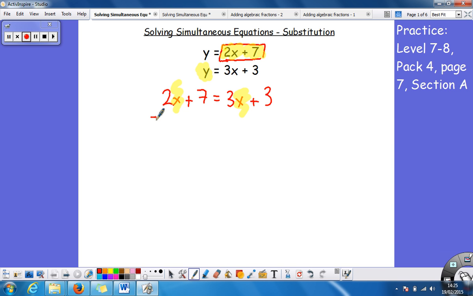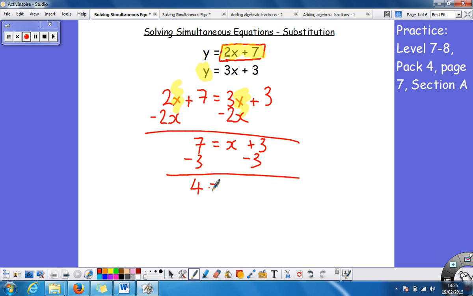It's gotten rid of all of my y's, and now I can solve this equation just like normal. I'm going to subtract 2x from both sides, and I will get 0 add 7, so that's a positive 7 on the left. 3x take away 2x is x, and I'm going to add 3 because there's nothing changing the add 3. And I'll subtract 3 from both sides, and I'll get 4 equals x. So the first part of my solution is x equals 4.